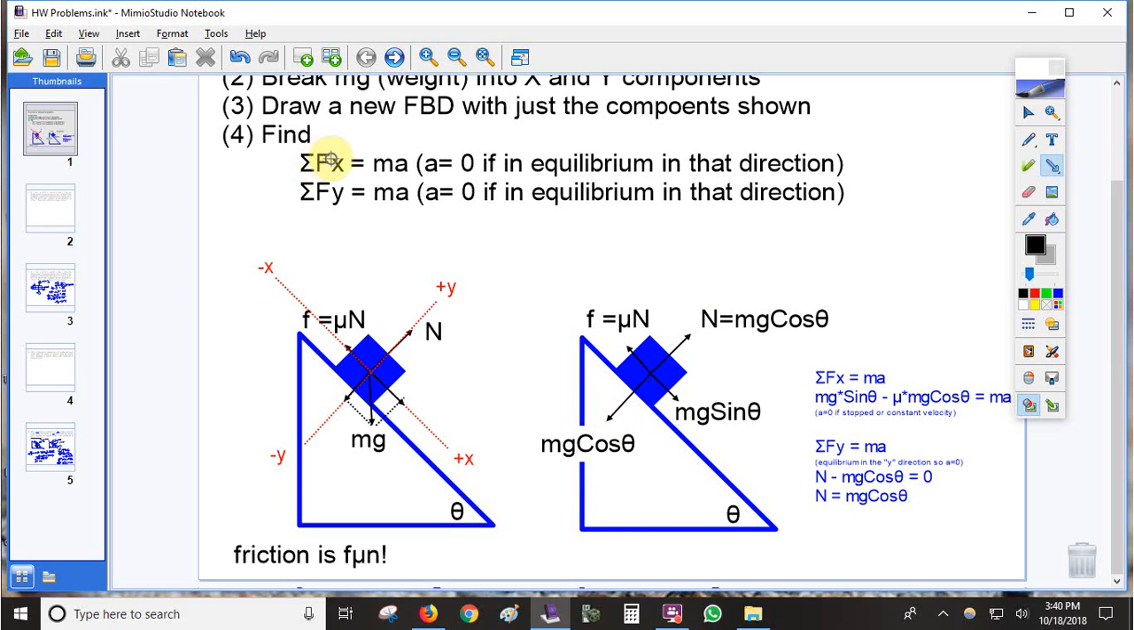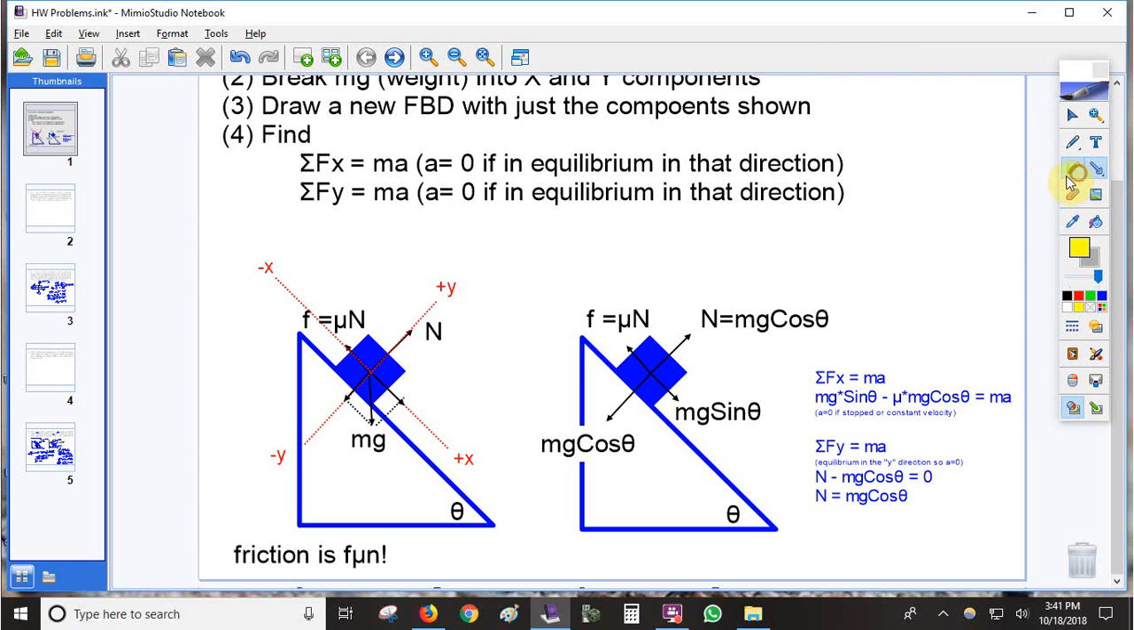Then we are going to sum the forces in the x acting on the block and set that equal to ma. Remember that the a is equal to 0 if the block is not moving, or if it's moving at a constant velocity. In other words, if it's not accelerating. So if acceleration equals 0, it's at equilibrium, and this whole term on the right hand side of the sum of the forces equals ma becomes 0. We're going to do that in the x direction and the y direction.